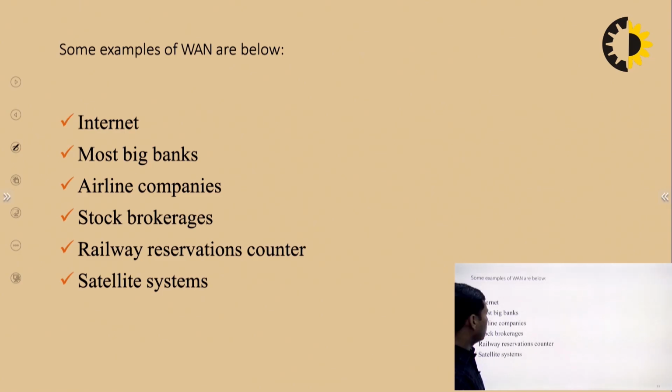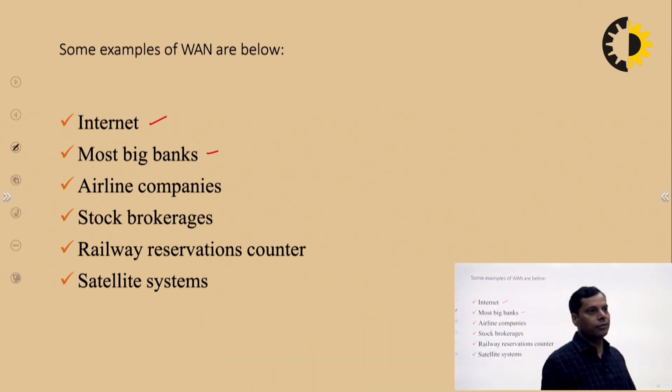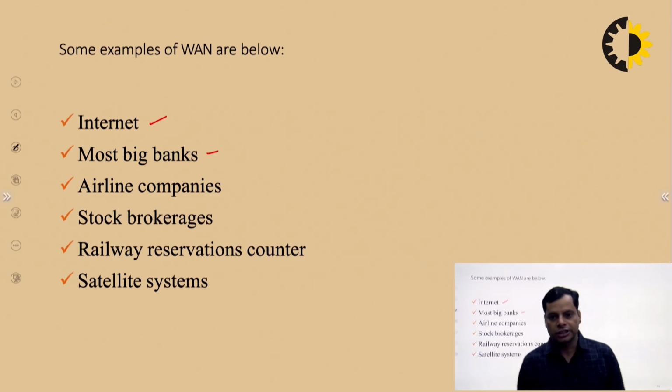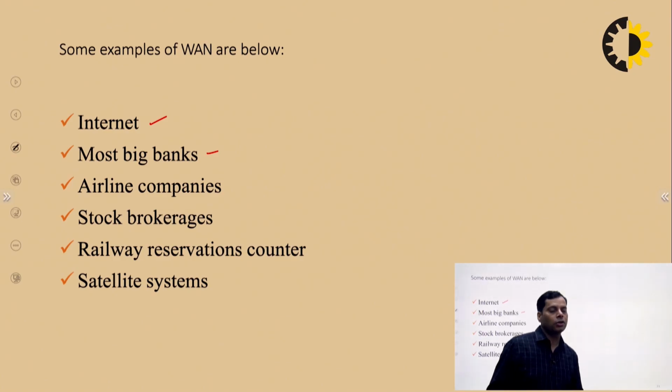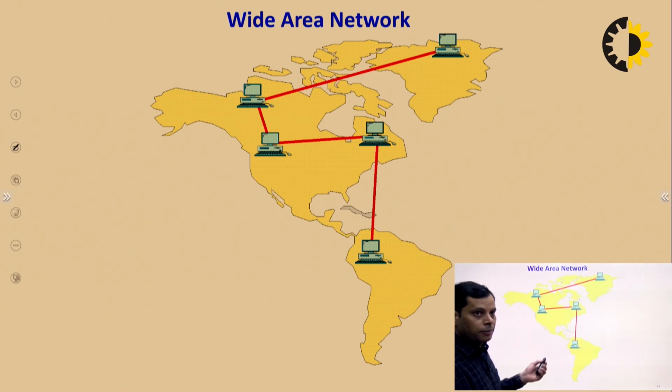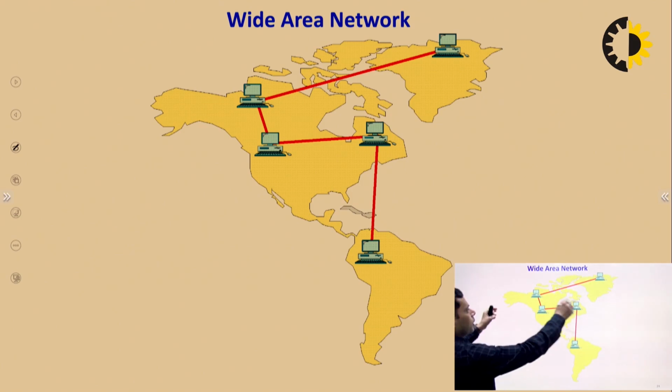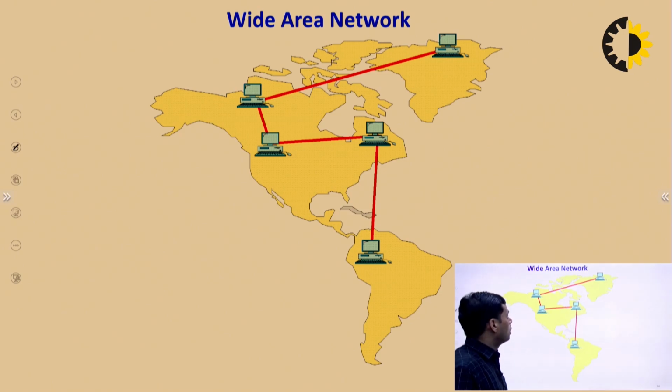These are some examples of WAN: internet, most big banks, airlines, stock brokerages, railway reservation counters, and satellites. These are examples where systems are connected together simultaneously, and that is the area for transmission with each other. That is your WAN. This is a pictorial view of the WAN, where you can see devices in different countries connected with each other.